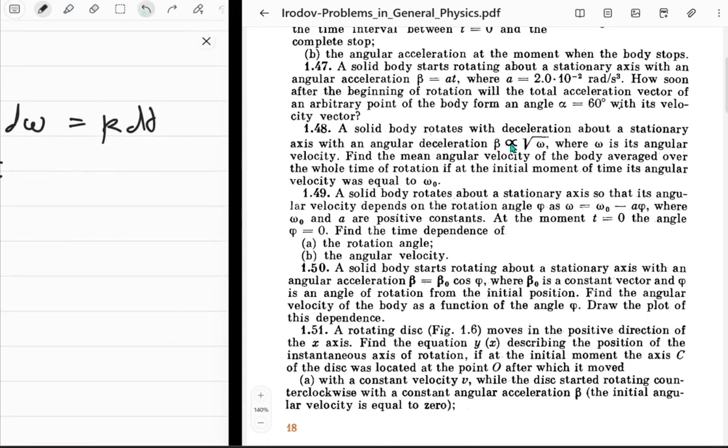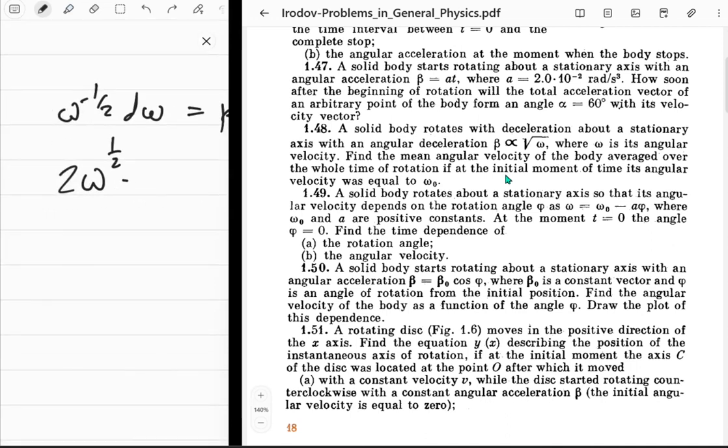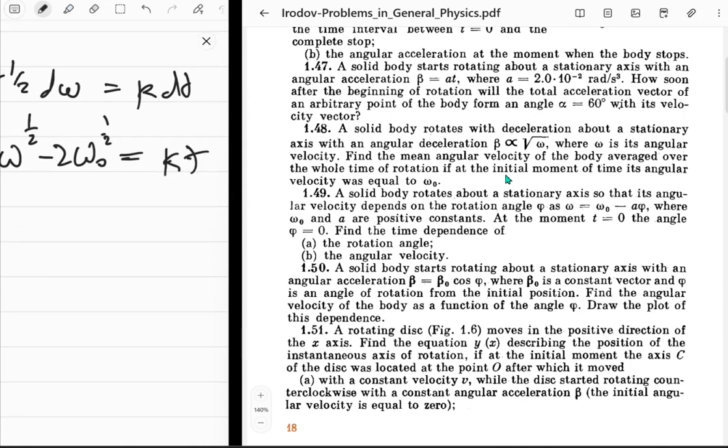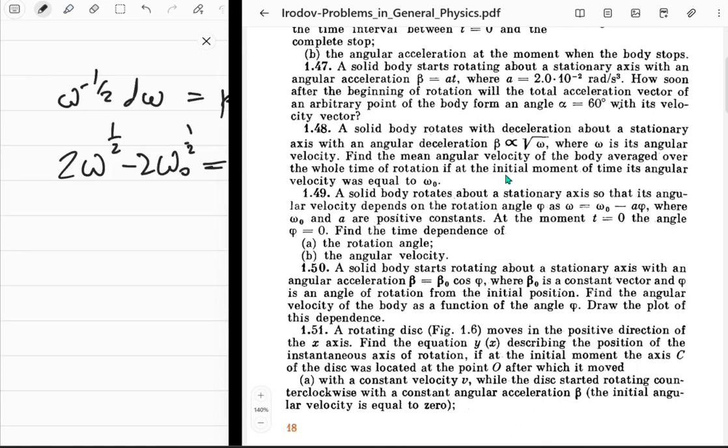is supposed to be equal to... So initially, what is omega? Initially it's omega naught. So minus 2 omega naught to the power of 1/2, that is equal to k times t. Cool. And what do we need to find? We want to find the mean angular velocity of the body averaged over the whole time of the rotation.